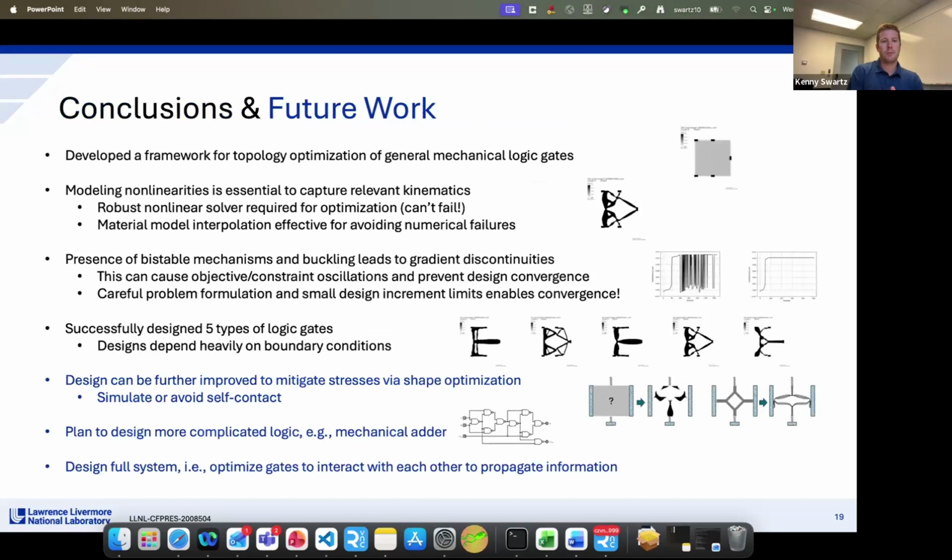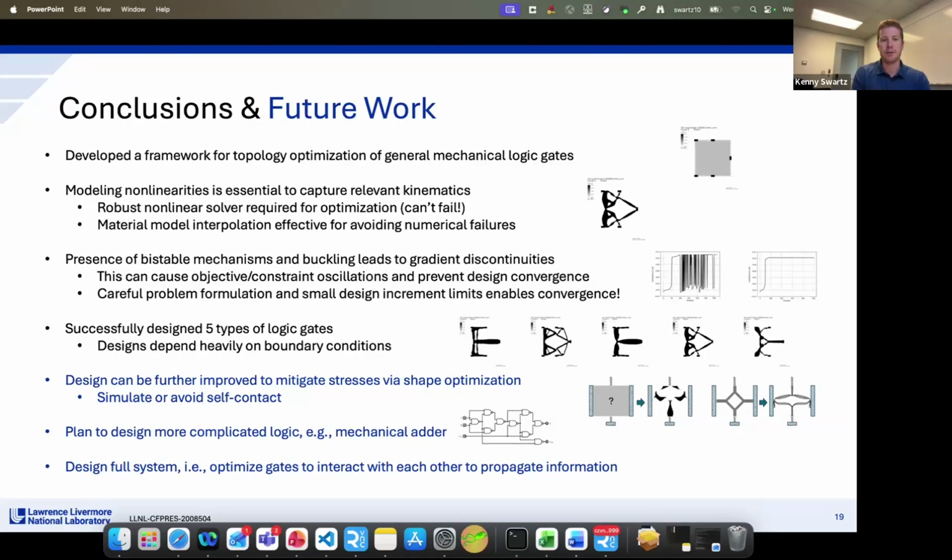So to wrap up, we are developing a framework for topology optimization of these general mechanical logic gates. One of the key things we realized early on is that modeling the nonlinearities is essential to capture the relevant kinematics. You need to capture things like rotations and large strain effects to get any sort of complex logic. And so this brings in some challenges: the nonlinear solver must be very robust. It can't really fail ever.